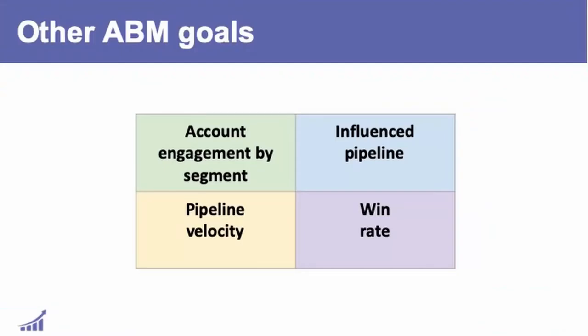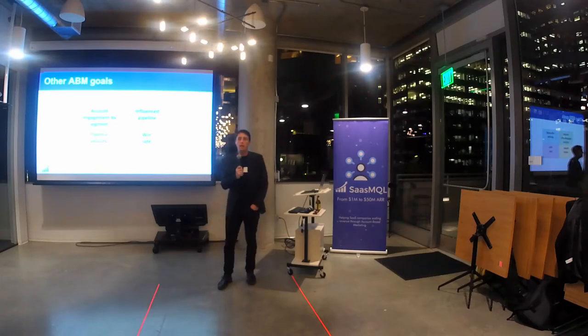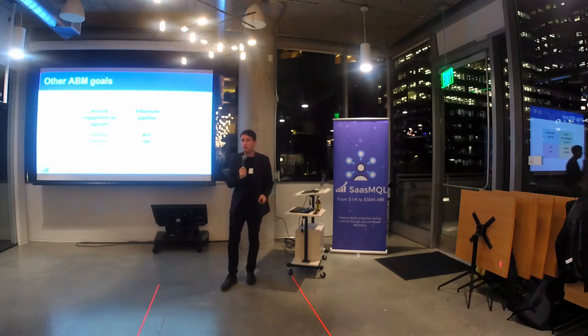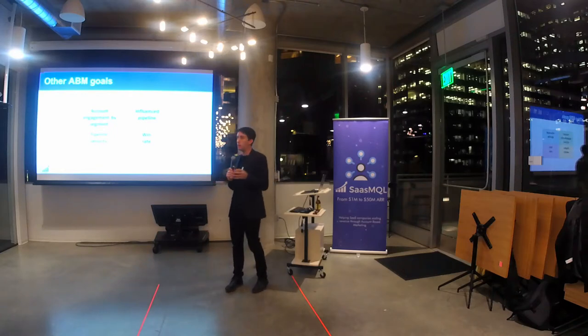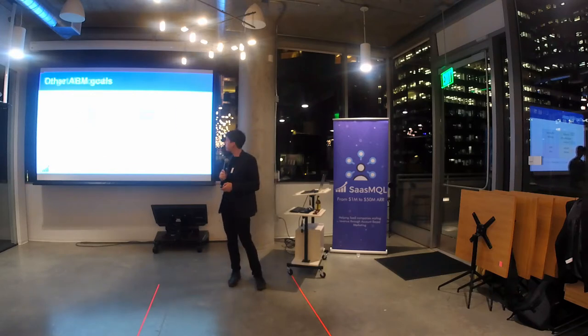Influenced pipeline, of course, is another metric. Pipeline velocity: if your sales team is now taking 120 days to close an opportunity, and you can show that the accounts you're targeting are closing at 75 days, that's worth the investment just by itself. So you want to track that as well, compared to the accounts that you're not targeting. And finally, the win rate.